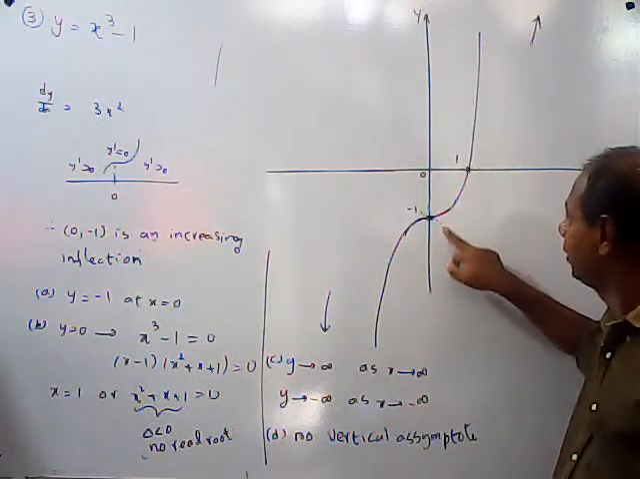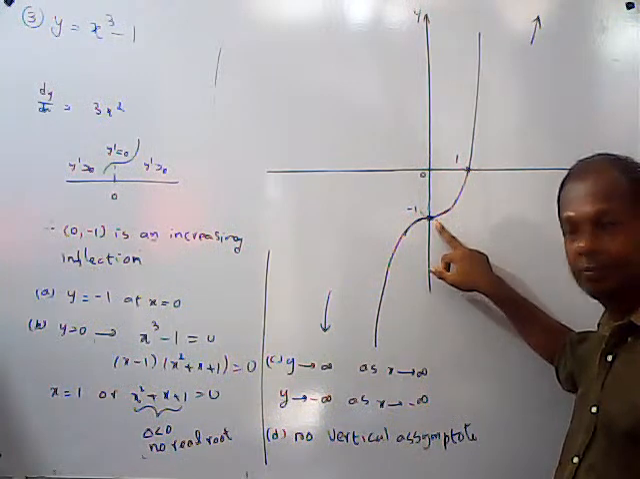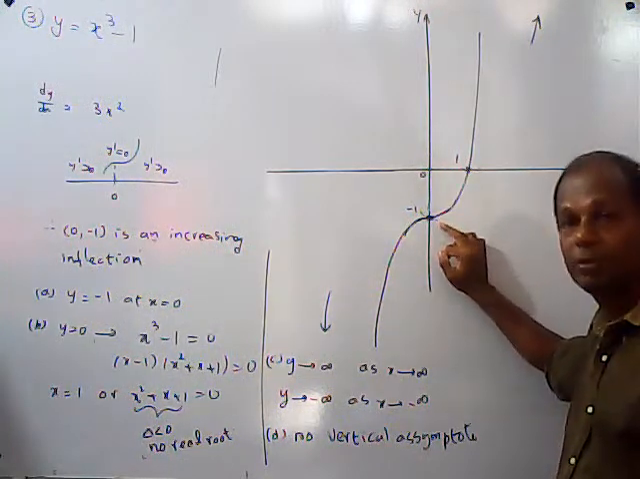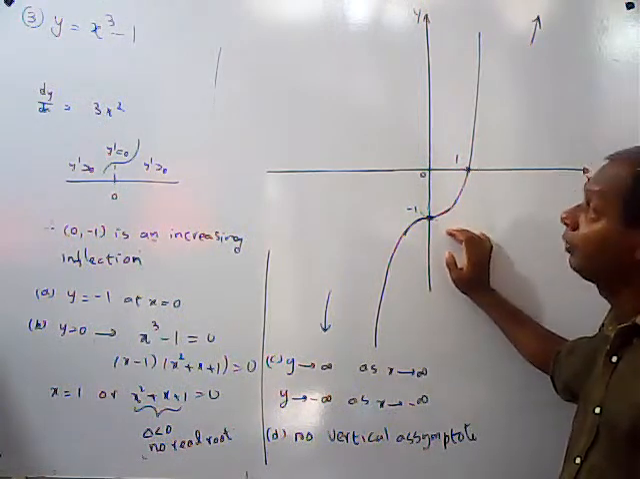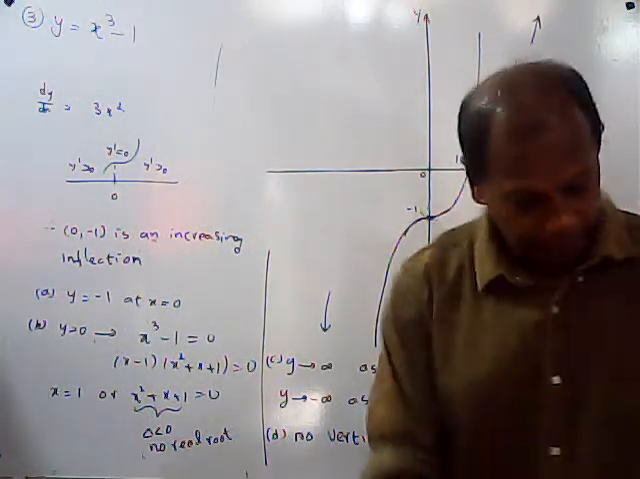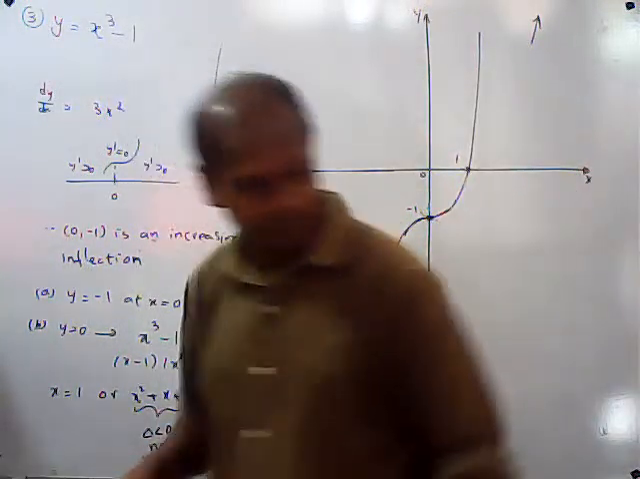So this has an inflection point. 0, minus 1 is a positive inflection, right? So that's what's special here with this graph. Then express this and quickly go to the next.